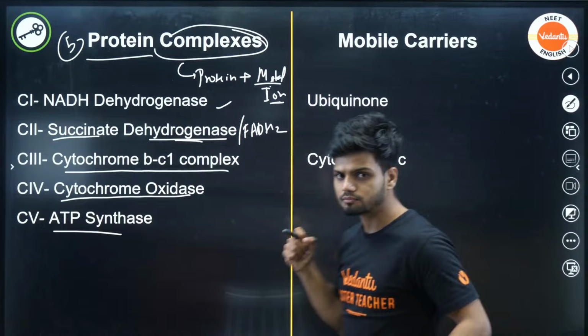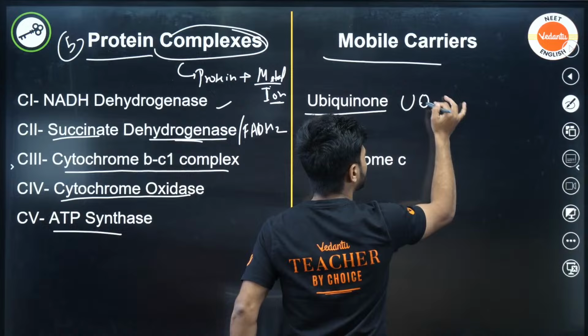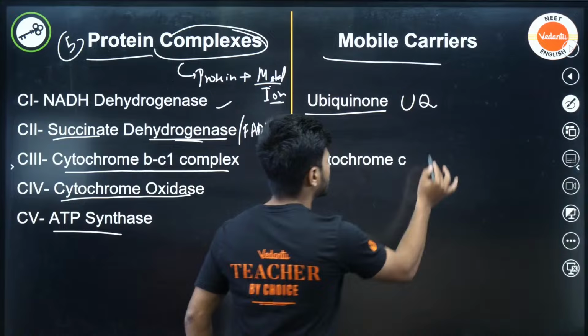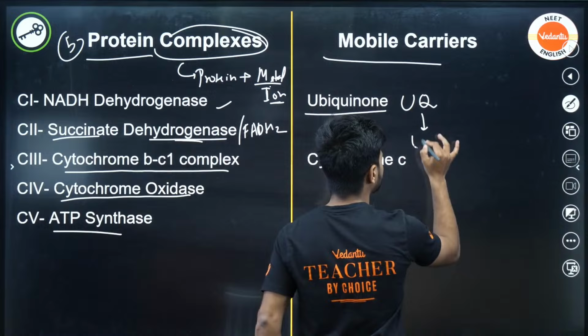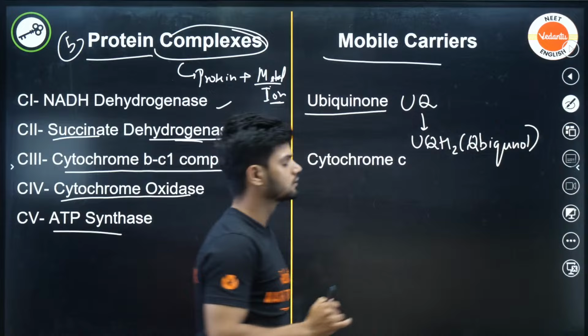carriers. The first one is called your ubiquinone, which is represented as UQ. Now this UQ can undergo reduction. It can take up the protons and it can turn into UQH2. This is your ubiquinol. And the other mobile carrier is called your cytochrome C.